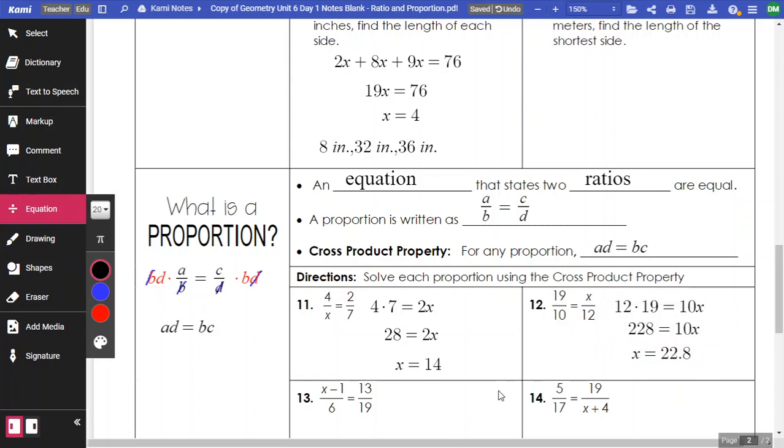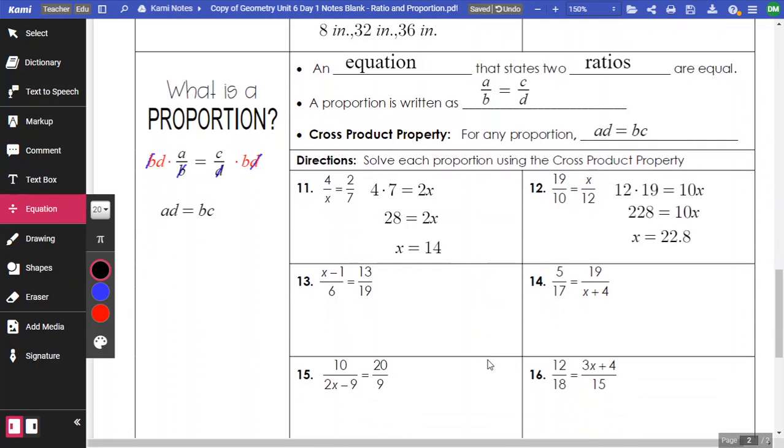Okay, we're going to do one more because I do want to mention before we move along that you have to be careful with your distribution when you're cross-multiplying all of the terms together. So in number 13 here, we're going to have 19 times the quantity x minus 1 is equal to 13 times 6. So we need to distribute this 19. That gives us 19x minus 19 is equal to 13 times 6, which is 78.